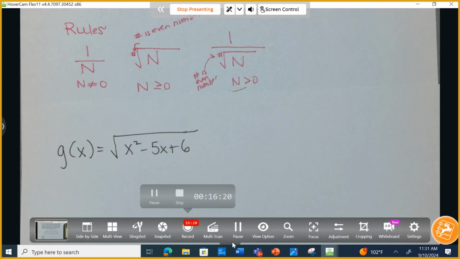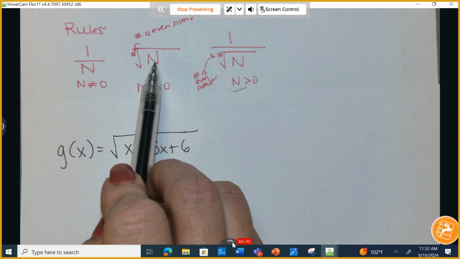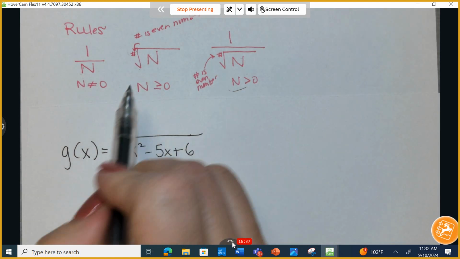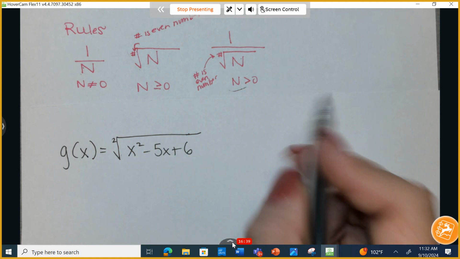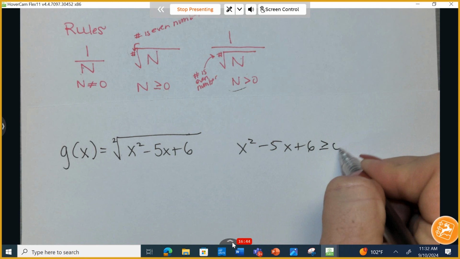Number 11, let's take a look at this. Okay, so I don't have a denominator that has a variable in it, but what I do have is a radical. So what I have to consider is that because the nth root is even, the value inside has to be greater than or equal to 0. So x squared minus 5x plus 6 has to be greater than or equal to 0.